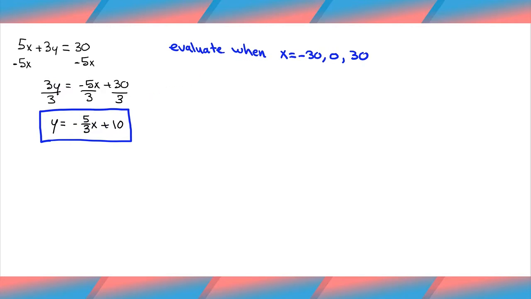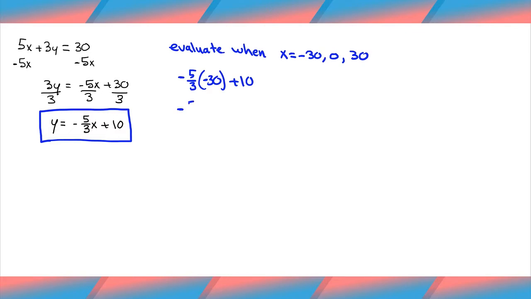Now we're going to evaluate this equation we just made when x equals negative 30, when x equals 0, and when x equals 30. So here's what I would do. I would write it out basically all three times. So I would go negative 5/3, use brackets. Remember, when you're plugging in negatives, it's usually best to use brackets, plus 10.